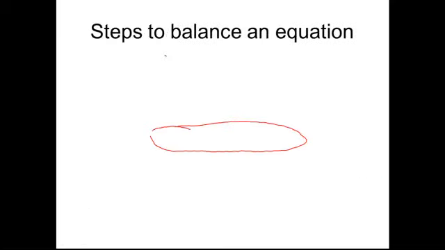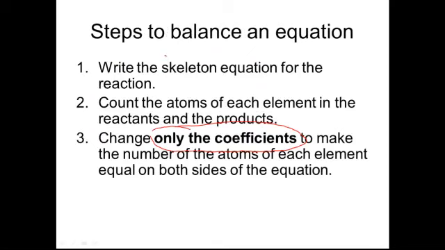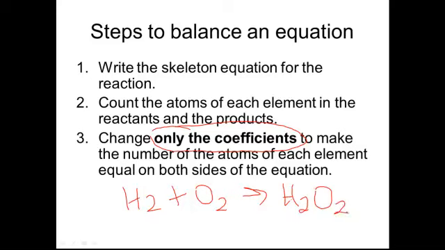For example, with water, if you have H2 plus O2 making H2O, and you're thinking, oh, I'll balance it. Okay, we need 2 oxygens on this side. Well, I'm just going to put a 2 right there. Well, when you put that 2 right there, what you've done is you've now changed your chemical formula.